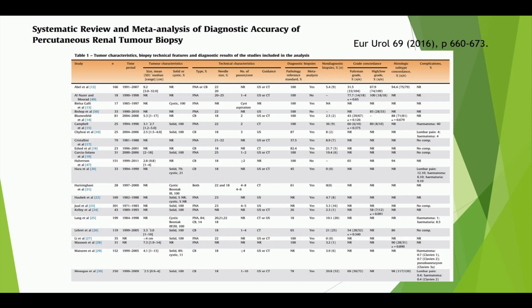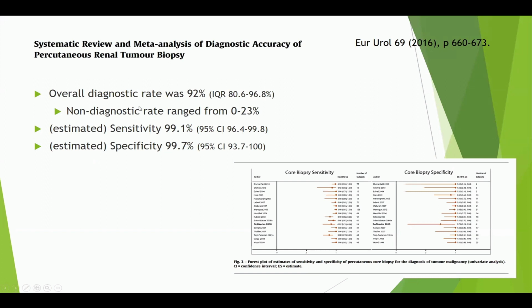As well, there were concerns about differential verification bias because surgical pathology as a reference standard in all patients was only available in 11 studies, as the majority of the studies only had a median of 56% of pathology available. The overall diagnostic rate was 92%, with a non-diagnostic biopsy rate ranging between 0 to 22.6%. Figure 3 here shows a forest plot of the 17 studies assessing core biopsy accuracy. The estimates for sensitivity and specificity of diagnostic core biopsies based on bivariate analysis were 99.1 and 99.7% respectively. However, as we discussed previously, the true sensitivity and specificity cannot be calculated without the knowledge of the true and false negatives.